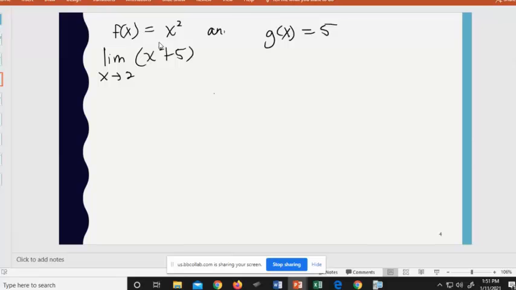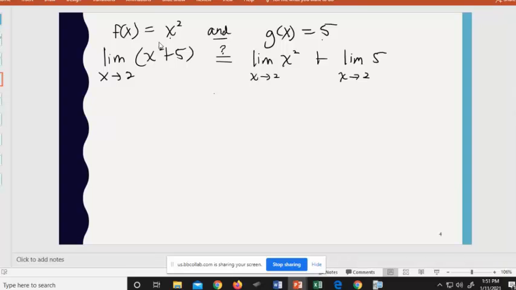Okay, and g of x. What I've just done is add those two together. So what we're trying to show is that this, I'm going to put a little question mark, is equal to the limit of x squared as x approaches 2 plus the limit of 5 as x approaches 2. That's our goal.